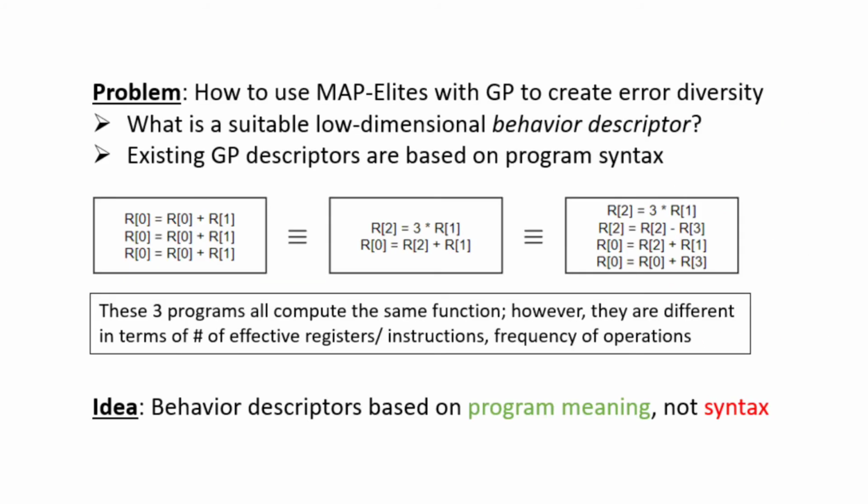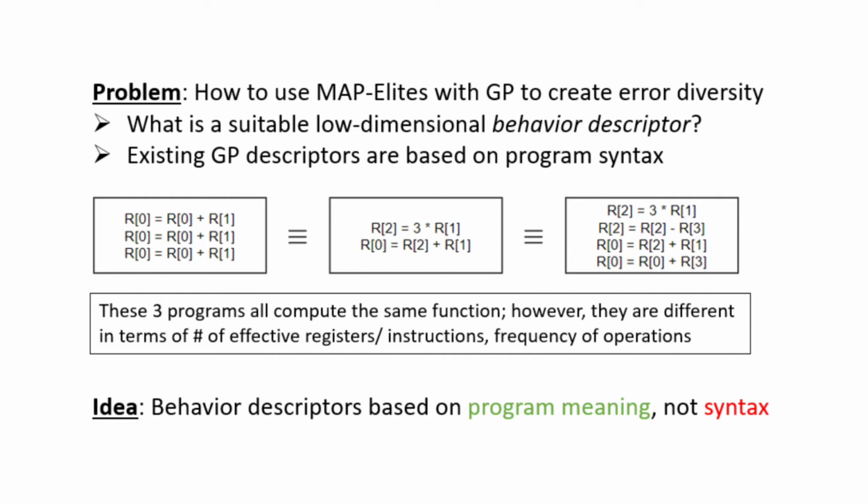The main problem we look at in this paper is how to use MAP-Elites to actually create this error diversity in GPs. Really, what that comes down to is what is a suitable low dimensional behavior descriptor that will allow us to create error diversity. This idea of behavior descriptors is an important part of the MAP-Elites algorithm.